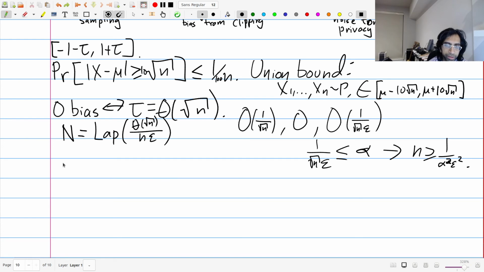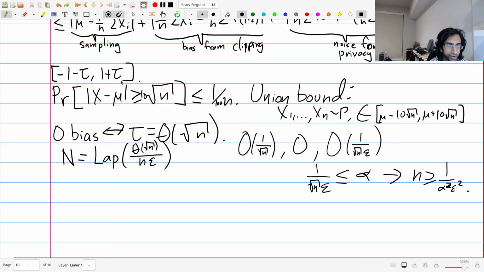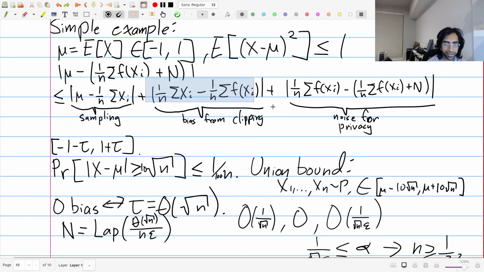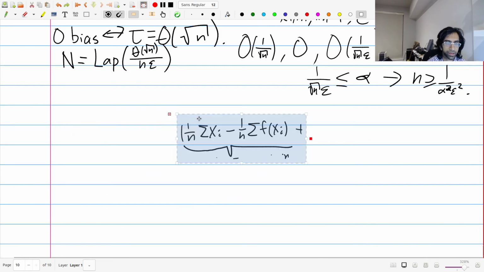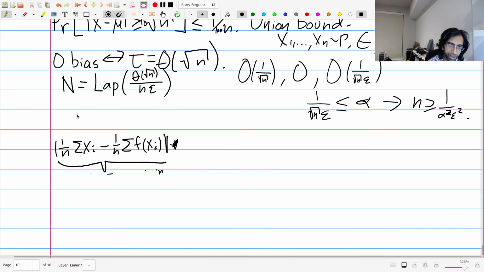So what will we do? There's a question of how much bias we introduce if we clip at a parameter tau. We're not going to prove this today, but let me claim this. So let me just claim that this magnitude here, and this is just a claim, I won't prove it.